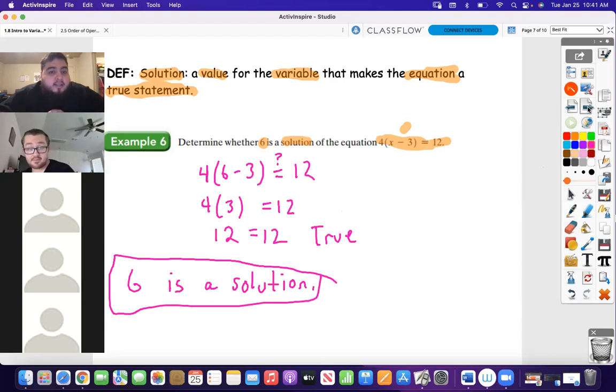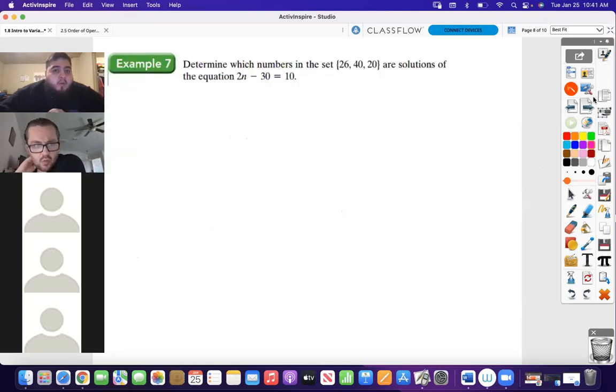Were there any questions on the steps and process for example 6? All right. Example 7. We're going to determine which numbers in the set 26, 40, 20 are solutions of the equation 2n minus 30 equals 10. Now, it's not about solving. Remember, it's not about solving. It's about, can you check if it's right or not? Because when we move on to tougher equations in this class or in your other math classes, you're gonna have really challenging equations.